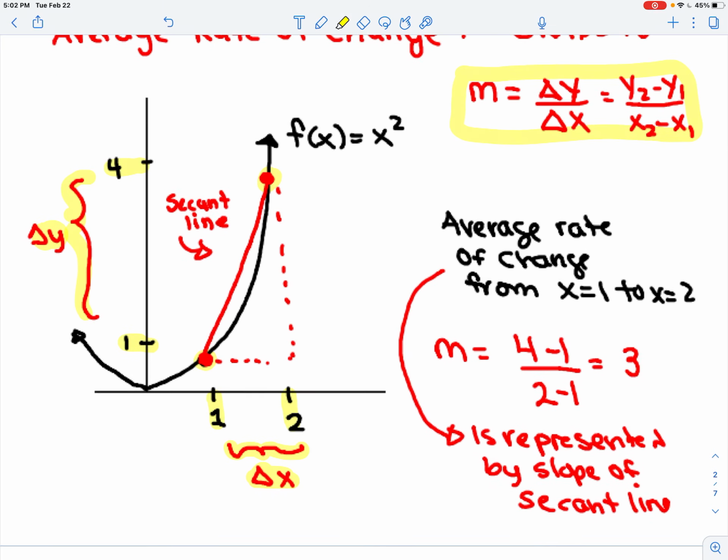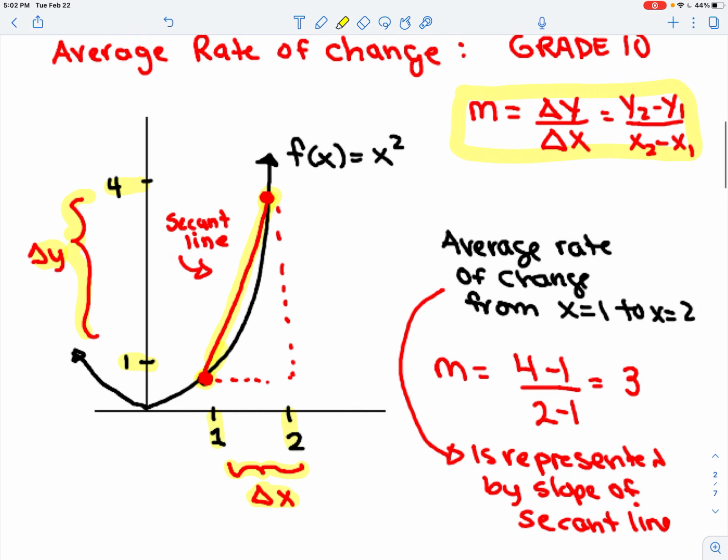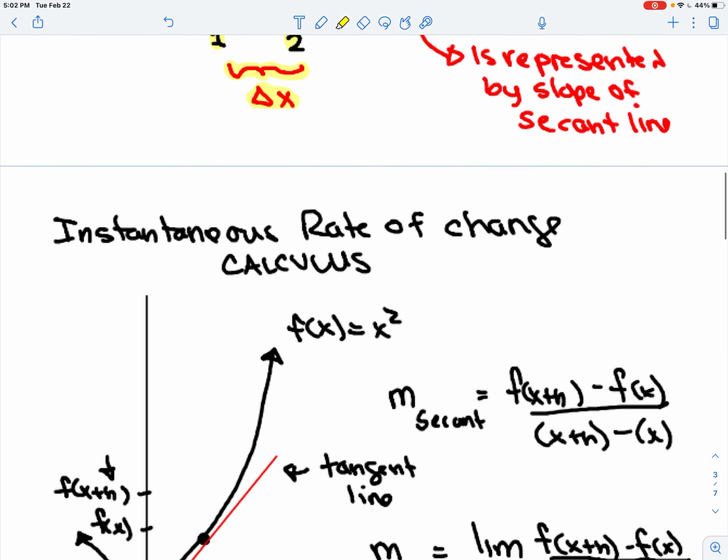The average rate of change from 1 to 2 would be 4 minus 1 over 2 minus 1, which is just saying that on average the y value goes up 3 for every x value. Okay, and this is represented by the slope of a secant line. So if I average those y values out, I get a straight line, and the slope of that line is 3. So I'm averaging out the rate of change. Okay, so we're going to use that to find the instant rate of change.